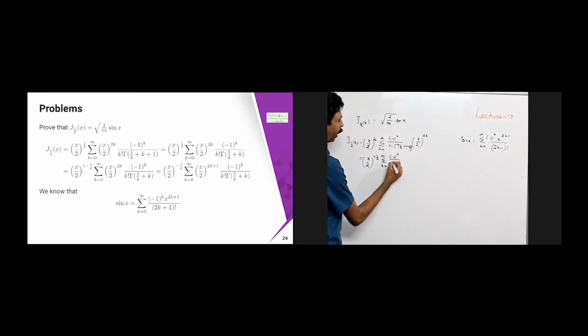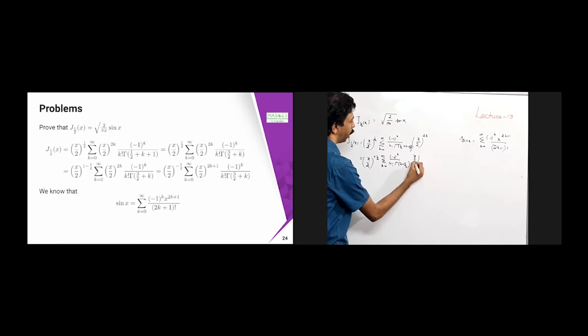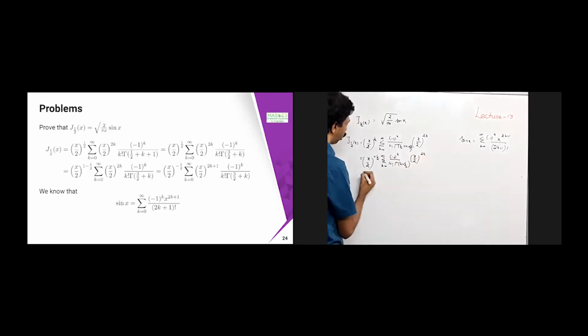So j naught dash of x, we are going to get it. So whatever we have here, we are going to get that. So this is going to be 3 by 2, etc. Now what I'm going to do, I'm going to write this as x by 2 into 1 by 2. I can write it as 1 minus 1 by 2. Okay, summation k equal to 0 to infinity minus 1 power k divided by k factorial into gamma of k plus 3 by 2 into x by 2 power 2k is going to be there. Okay, so this one I can write it as 2 by root x.